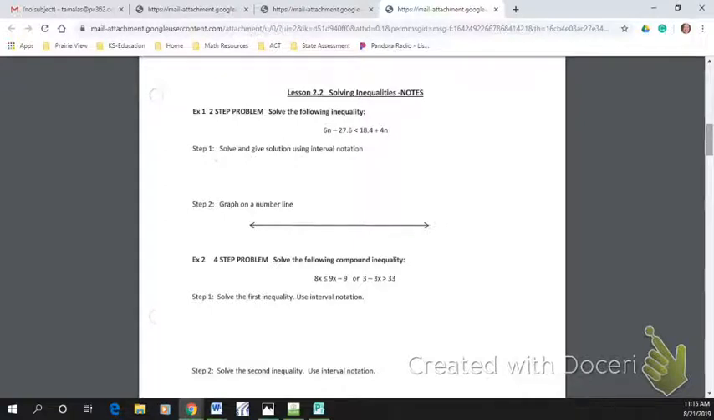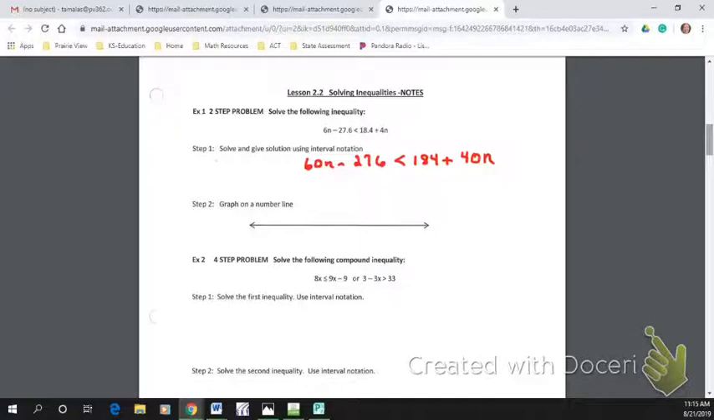Multiply by 10. Why am I doing that? To get rid of the decimal. All right. So if I multiply that by 10, I'm going to have what? Instead of a 6n, I'm going to have a 60n, right? So I have 60n minus 276 is less than 184 plus 40. Now, if you'd rather work that with the decimals, that's okay too.